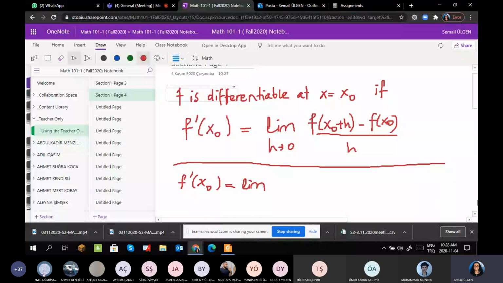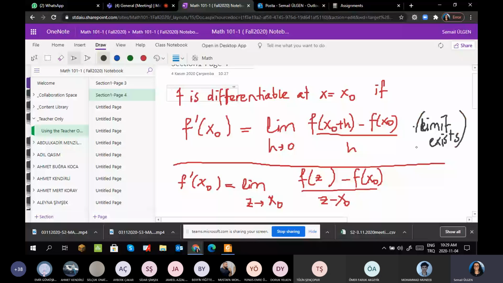In my lecture, I introduced another definition, which is f prime of x0 equals the limit as z approaches x0 of f of z minus f of x0, over z minus x0. This is another version of the same definition. They are equivalent. If these limits are finite, then the function is said to be differentiable. The limit has to exist. If it doesn't exist, you cannot talk about differentiability.